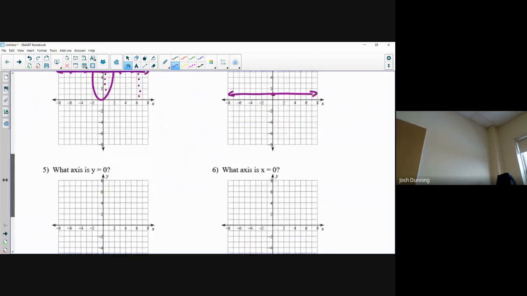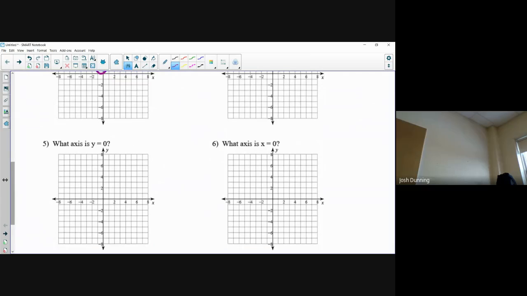Now, like on 5, y equals 0, it says what axis is it? Well, I see Y, so I got to cut through the y-axis. And I know it's a horizontal line. So here's 0 high. There you go. I just drew blue over the x-axis. And 6, x equals 0, cut through the x-axis. Right at 0 right there.